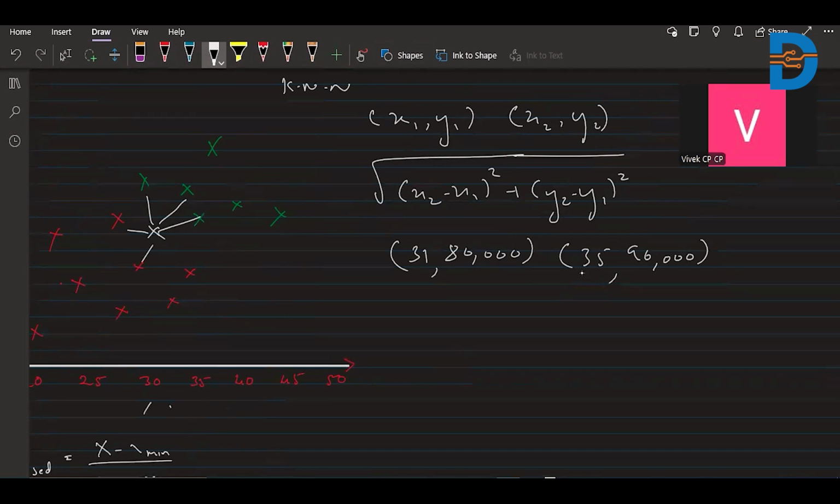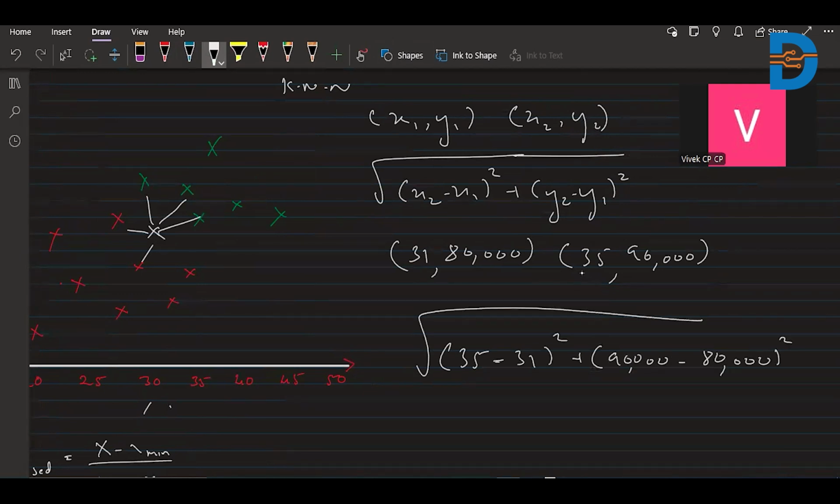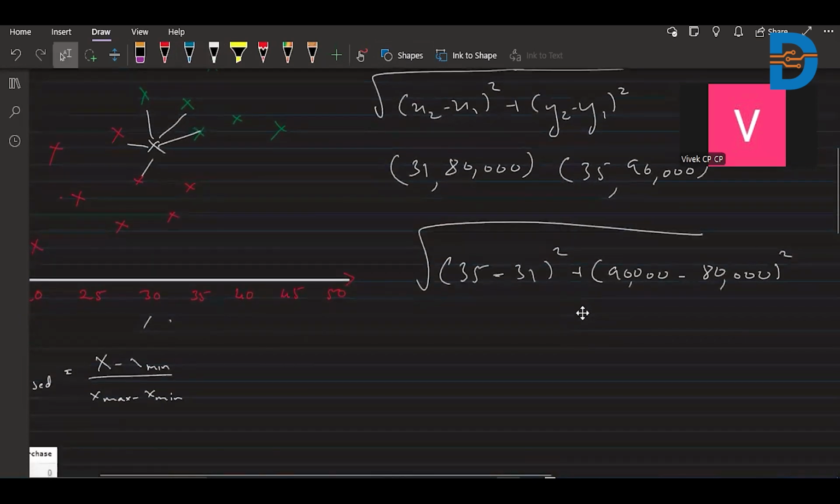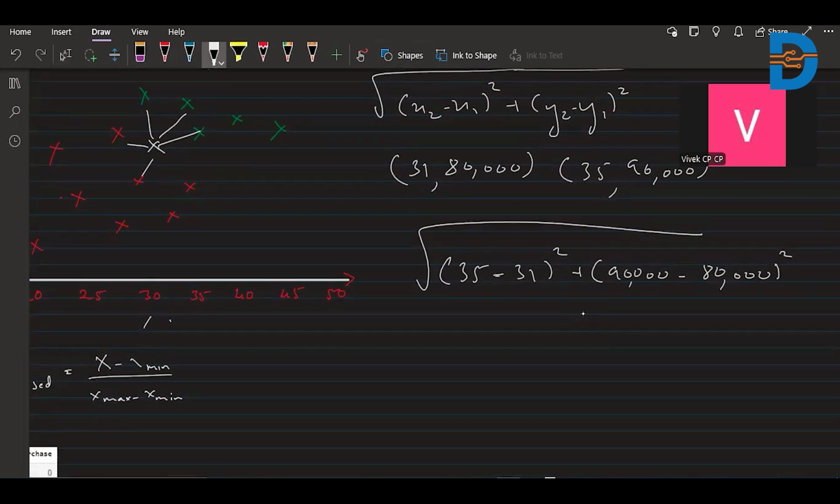If I want to calculate the distance between these two, what is my formula going to look like? Just substituting the points over here, I will get 35 minus 31 the whole square plus 90,000 minus 80,000 the whole square. All right. That is to say, when I simplify it, I would get something like 4 square plus about 10,000 square. So the problem is quite evident right now.